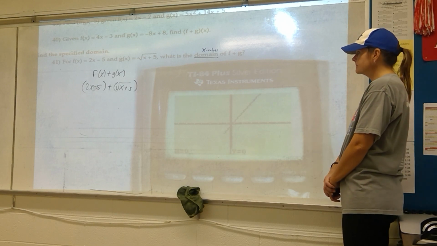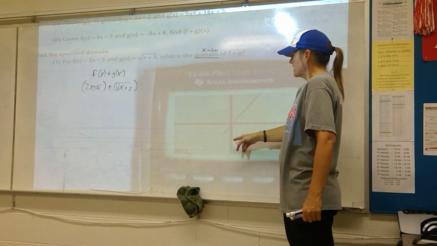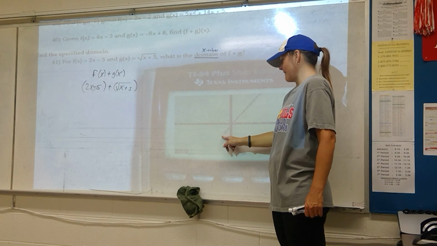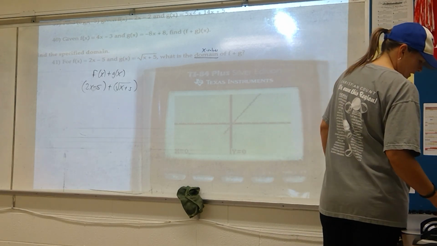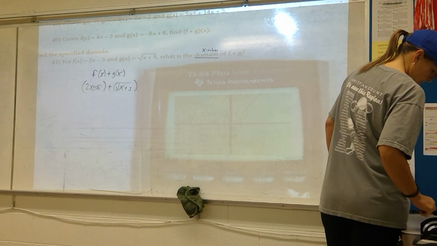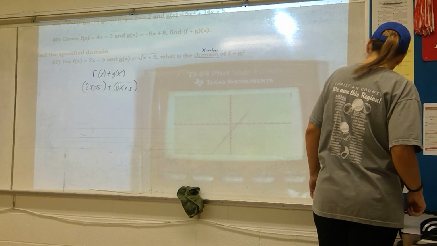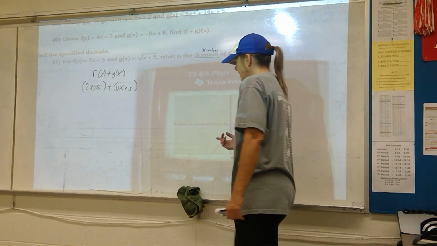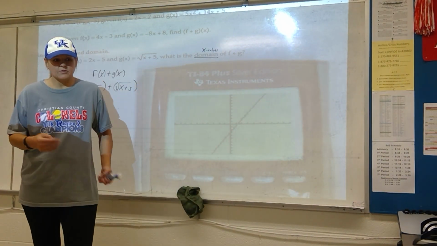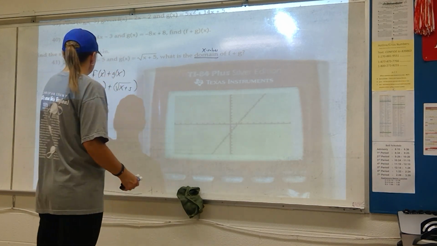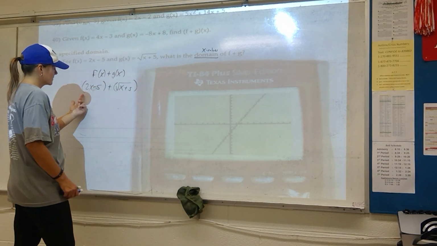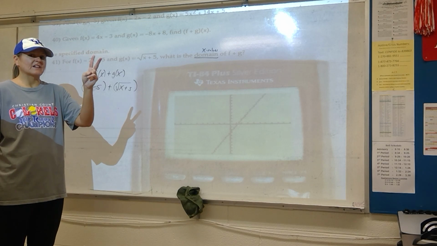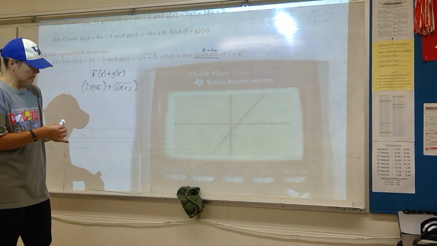Okay? It goes right forever, but it doesn't go left forever. So I'm going to go back to zoom standard for a sec. Zoom 6. Now, there's 3 things you can't do in math. You can't divide by 0. We don't have division in this problem. You cannot take the square root of a negative number. We do have that in this problem.